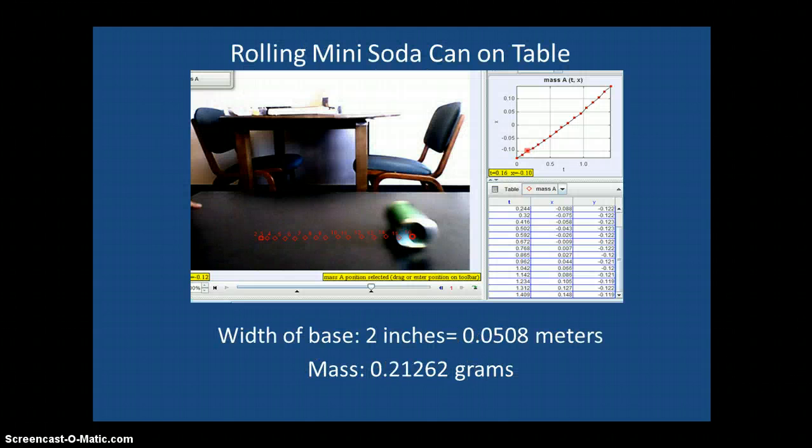In today's lab on constant velocity, a rolling mini soda can was observed on a table. The can is known as the system, while the surroundings include the table that the can was rolling on. These are the parameters of the soda can. Tracker was used to record the object in motion.